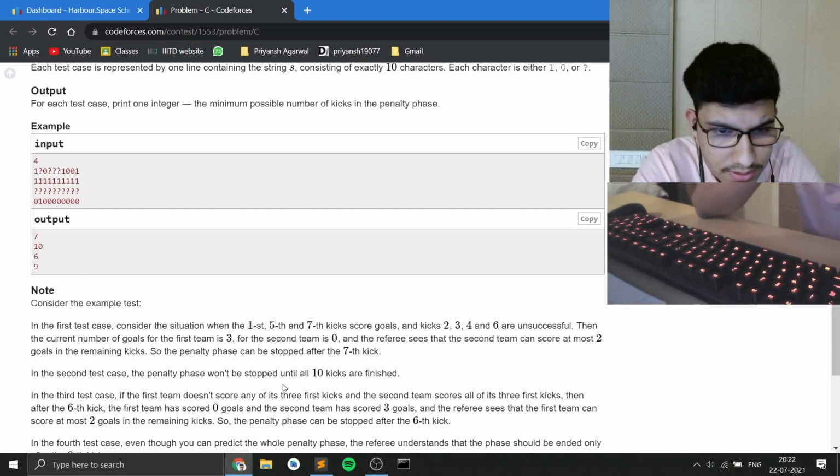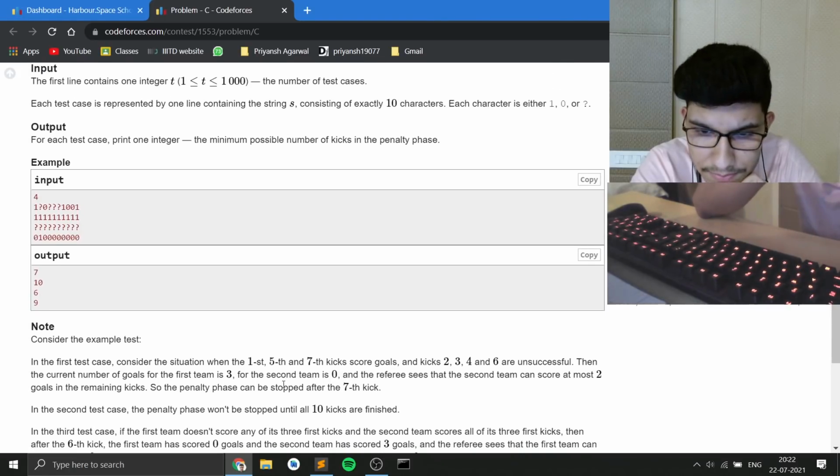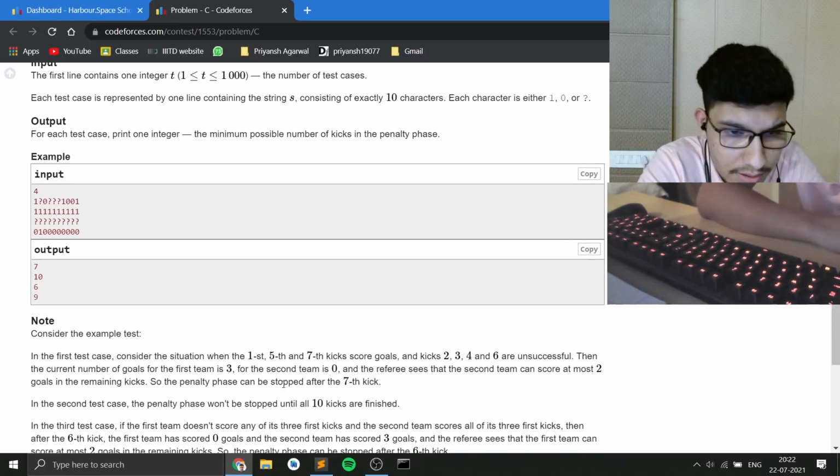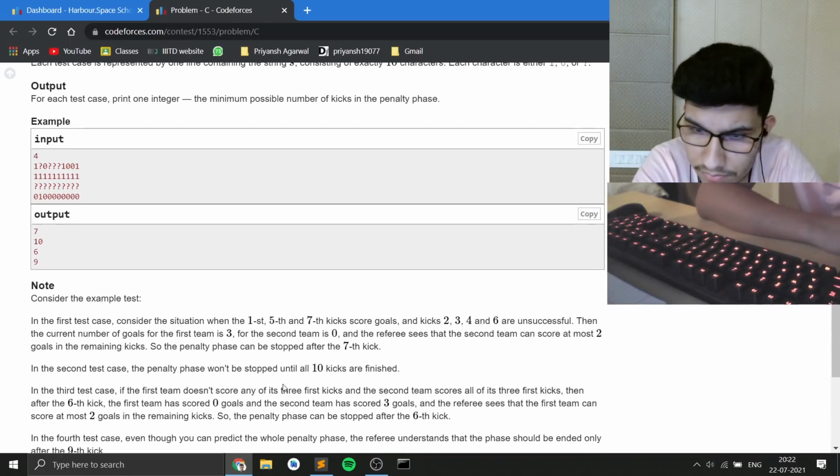In the first test case, consider the situation when the first, 5th, and 7th kicks score goals, and 2nd, 3rd, 4th, 6th are unsuccessful. Then the current number of goals for the first team is 3, for the second team is 0.